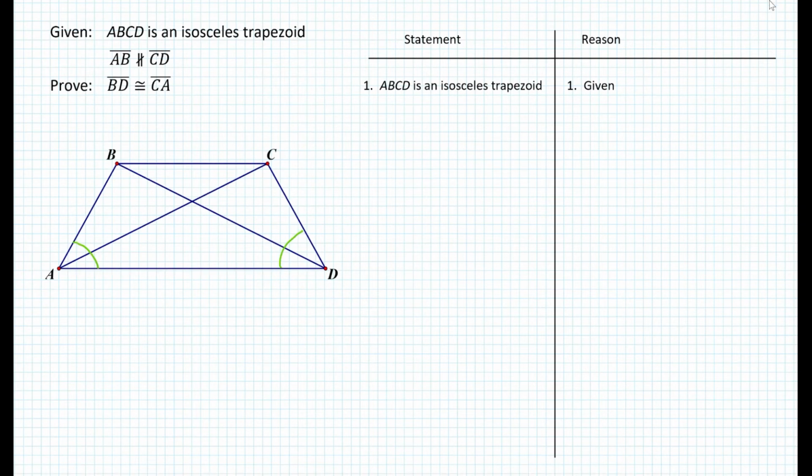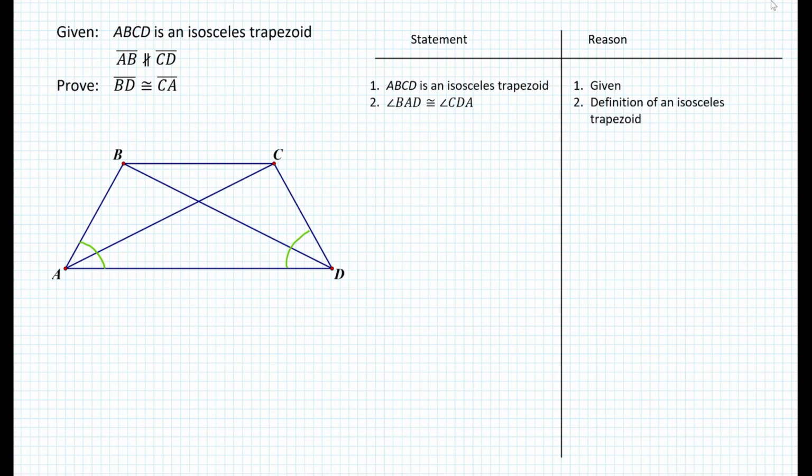Now, when we consider the definition of an isosceles trapezoid, all we know is that the base angles, as shown in the figure, are congruent. So let's write that in the statement reason table. Okay, so once we write that in, what else can we state here?